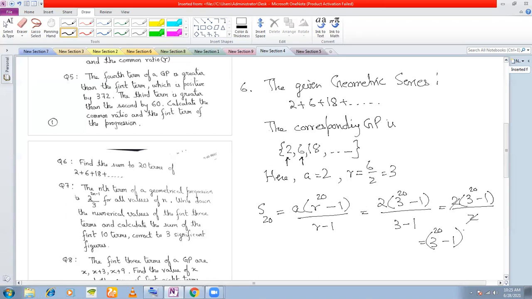Okay, have they given any significant figures here? No, they have not given any significant figures. Fine. So you can keep it in this way, or you can calculate from your scientific calculators. Fine.